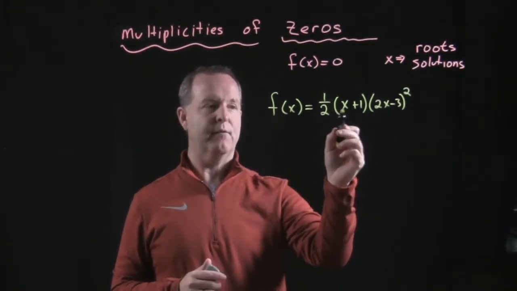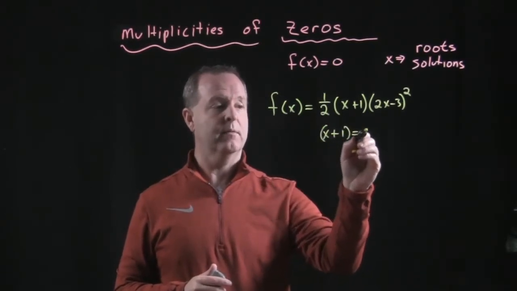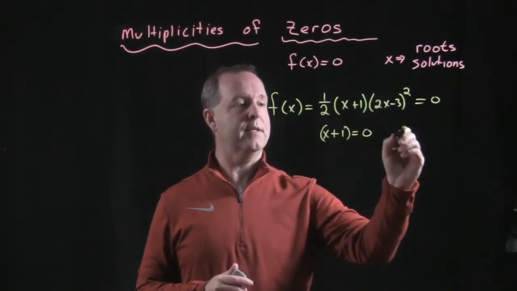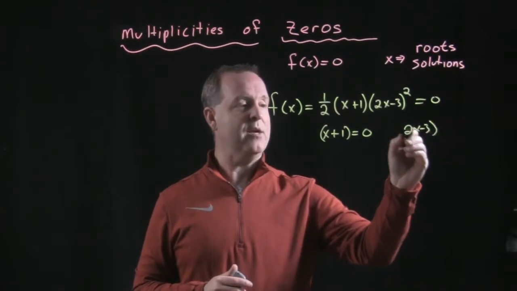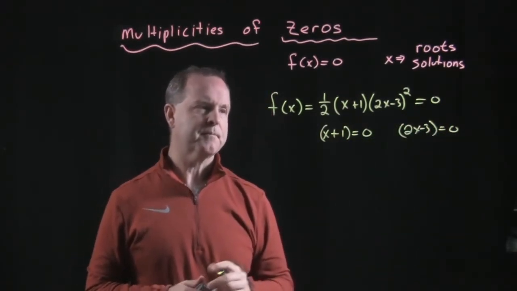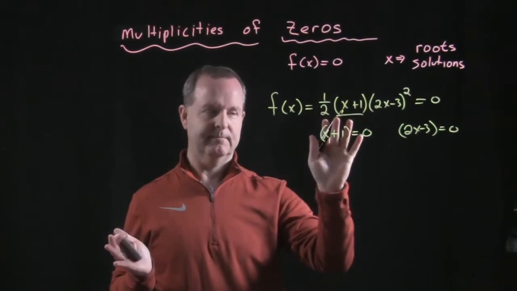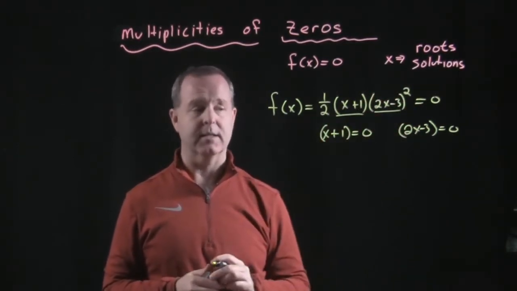be true, if this middle term were equal to 0, this entire function would equal 0. And likewise, if this last term, the 2x minus 3, were equal to 0, that entire function would equal 0. I don't have to deal with the 1/2 because I know that if this middle term were a 0, it would equal 0, and likewise for this last term. And that's because they're all products of each other.